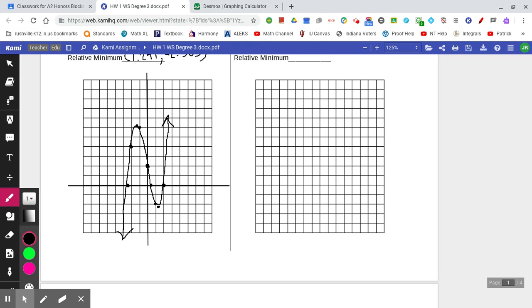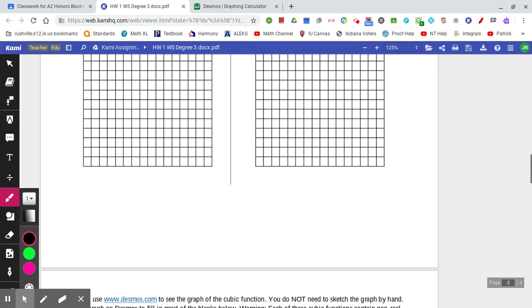You're identifying the main characteristics of the graph, and then you're going to just work on that very important skill, we're going to do it a lot this semester, of being able to sketch a graph. Now let's go to question number 5.